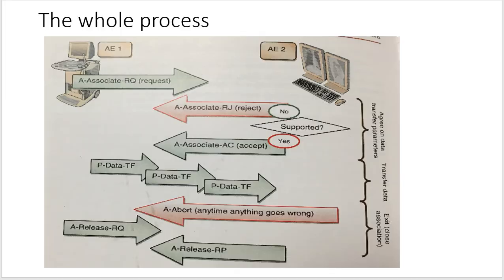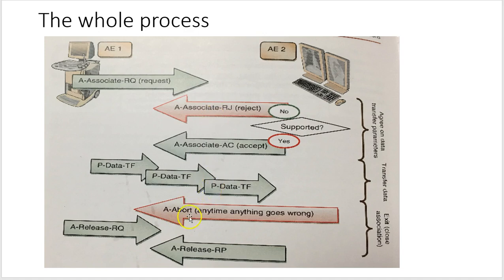So here you have the whole process in picture form. Here we have what looks like an ultrasound cart, and here we have some kind of a workstation. So you have the A-Associate request message. Then it either gets rejected, and that's the end of that, or it gets an accept message. And so assuming it gets an accept message, now they have a connection, and so the cart is going to transfer data, some type of image, right, in data packets or chunks. If something goes wrong, you'll get an abort from this workstation to the ultrasound cart.